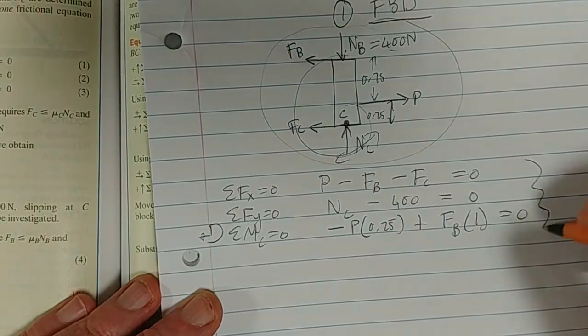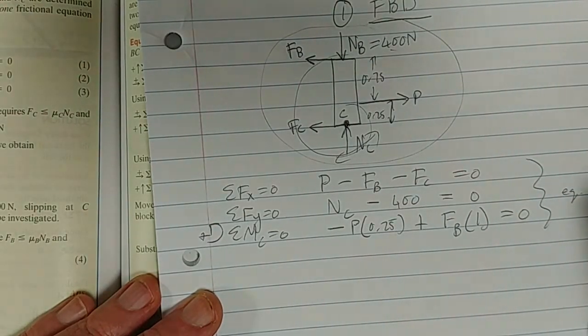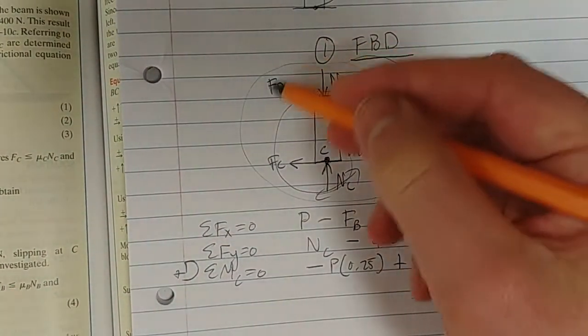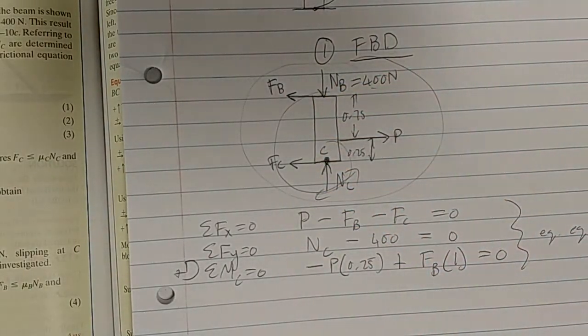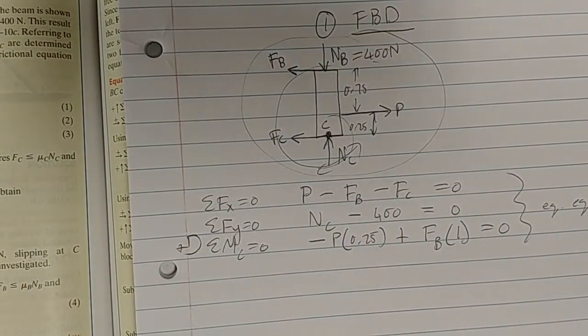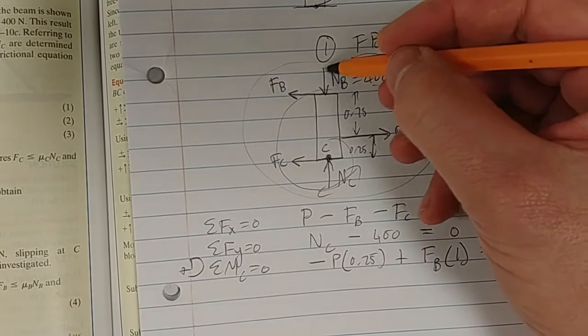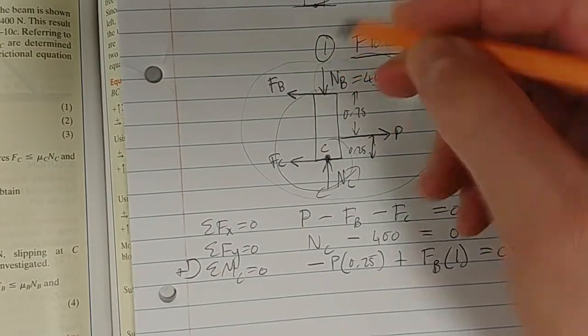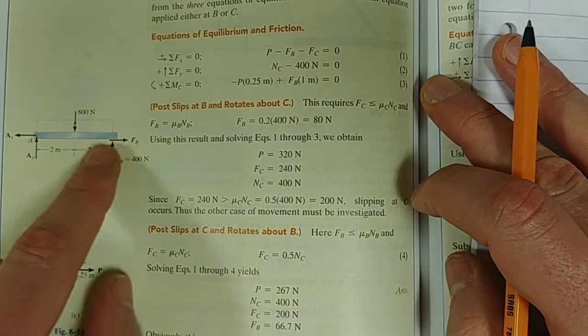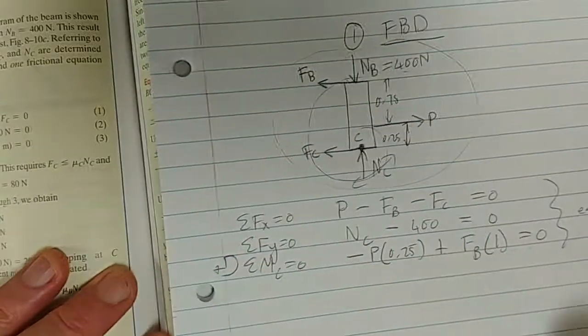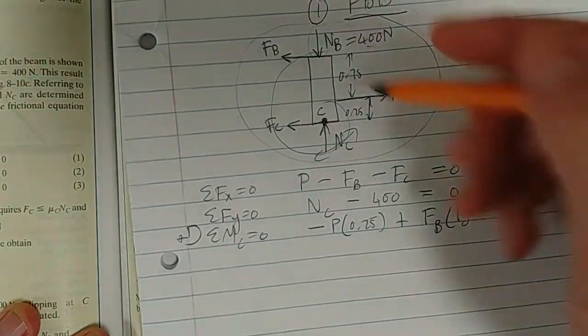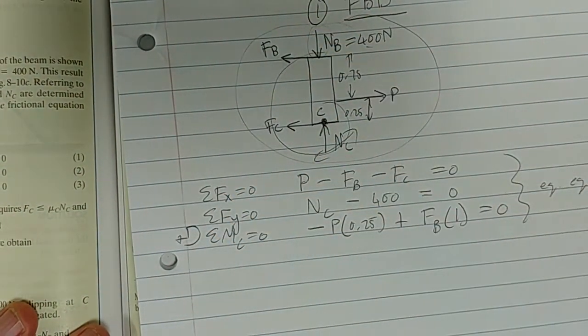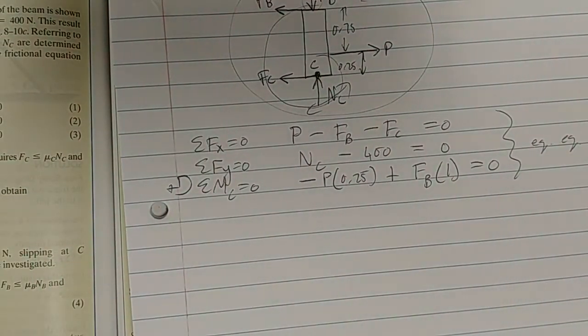So these are simply our equilibrium equations that we set up based on our free body diagram. That's all pretty standard stuff. The only thing we needed to do first was calculate this normal force, which we calculated from this initial setup there. And we drew our free body diagram and set up our equations of equilibrium. Now this is where we apply this idea of impending motion at some points.